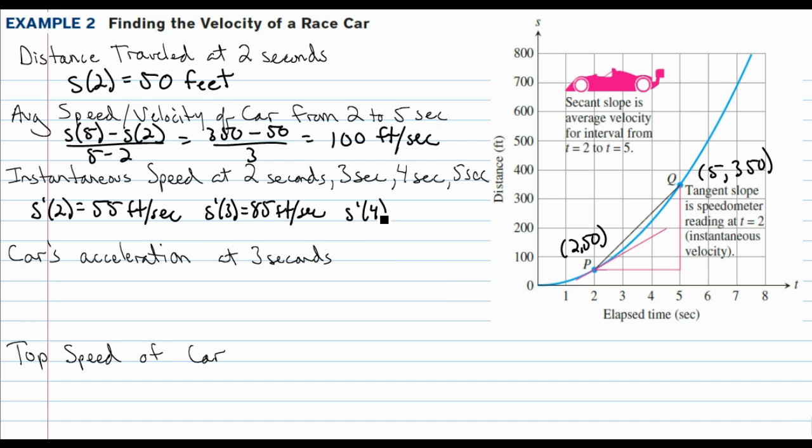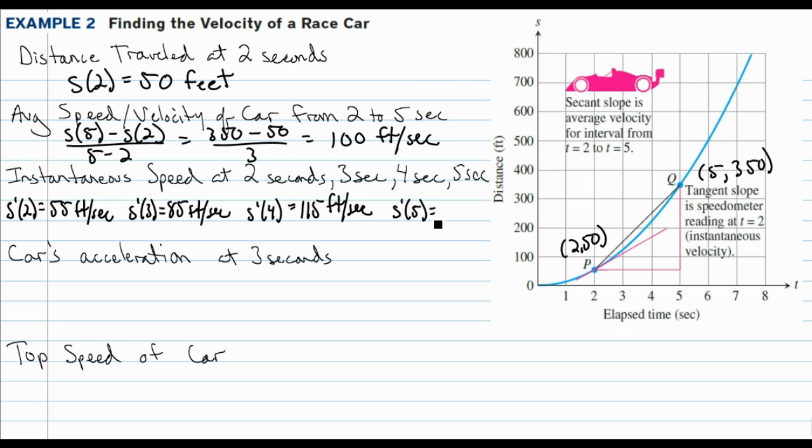S prime of 4, so the speed at 4 seconds is even steeper, so even faster, so maybe about 115 feet per second. And then last but not least, the speed at 5 seconds might be 145 feet per second. So if I add all those up, 55 plus 85 plus 115 plus 145, and divide by 5, I'll get something close to 100 feet per second. Remember, mine are just estimates, so it won't be exact. But this car that starts out slower ends up faster. Its average speed was 100 feet per second.